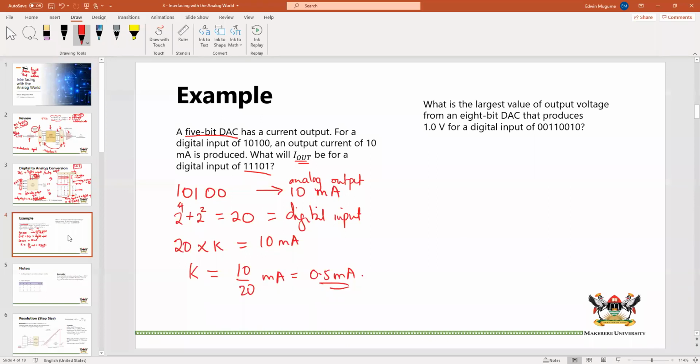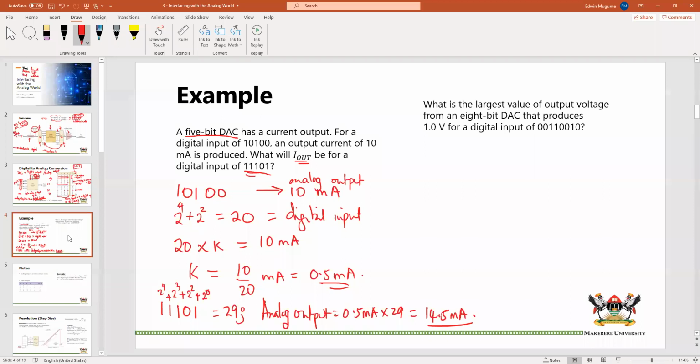Now the new digital input is 11101, and this is 2 to power 4 plus 2 to power 3 plus 2 to power 2 plus 2 to power 0, which is 16 plus 8, 24, 28, 29. This is our digital input, and so our corresponding analog output will be 0.5 milliamps times 29, which is 14.5 milliamps. As simple as that.